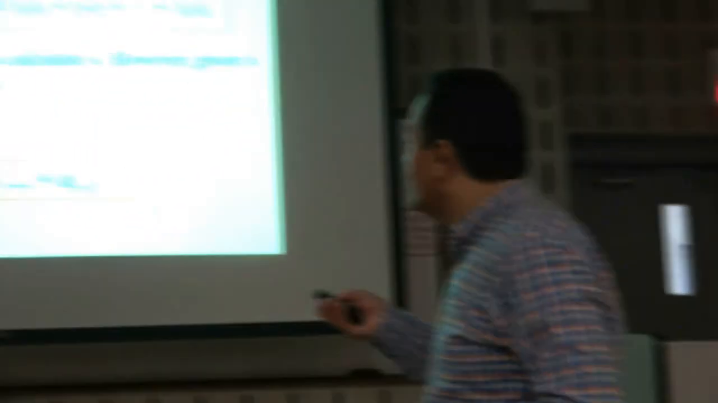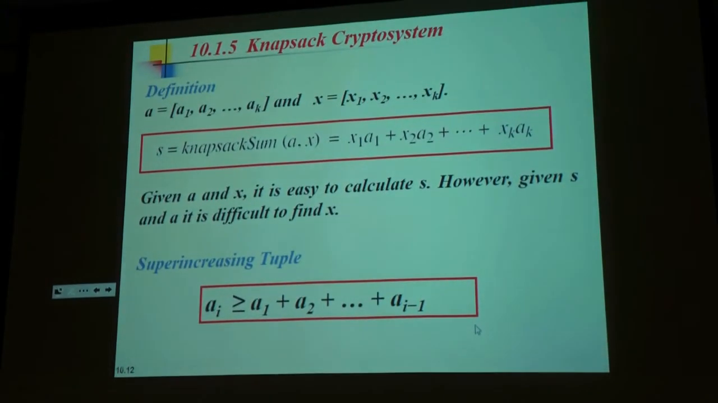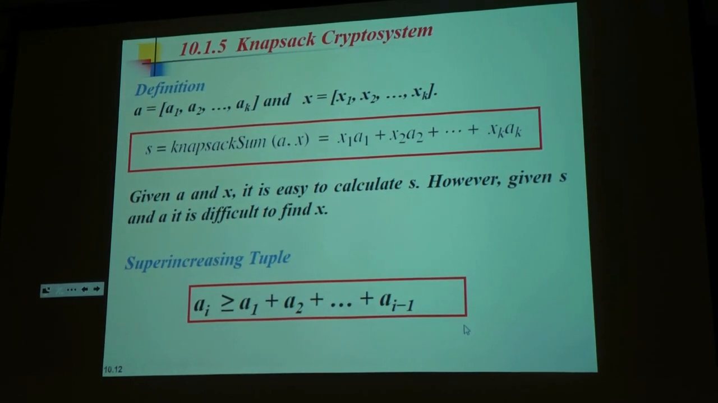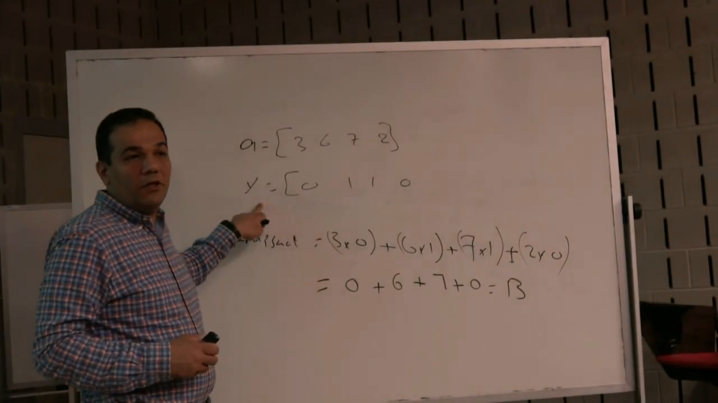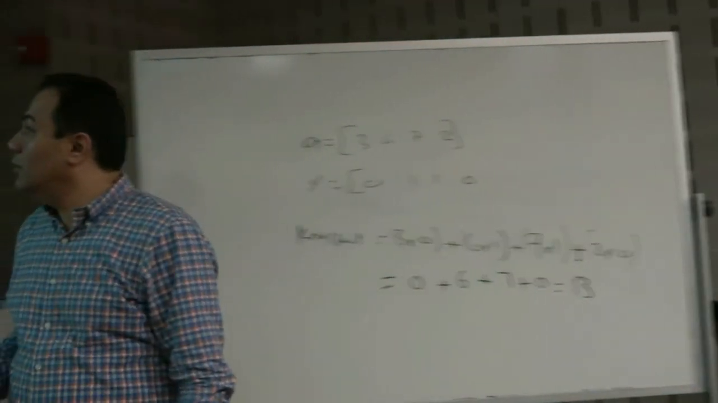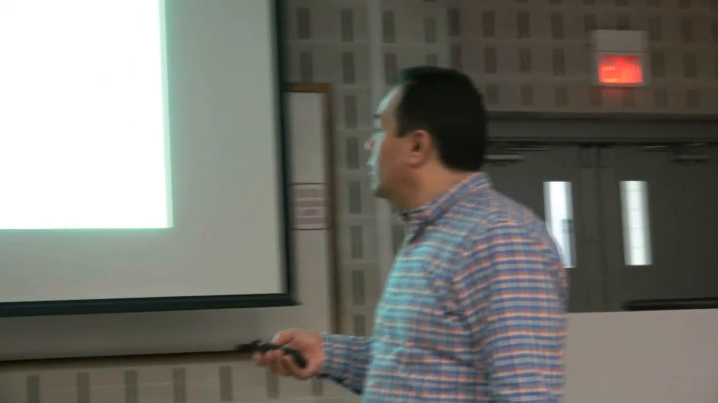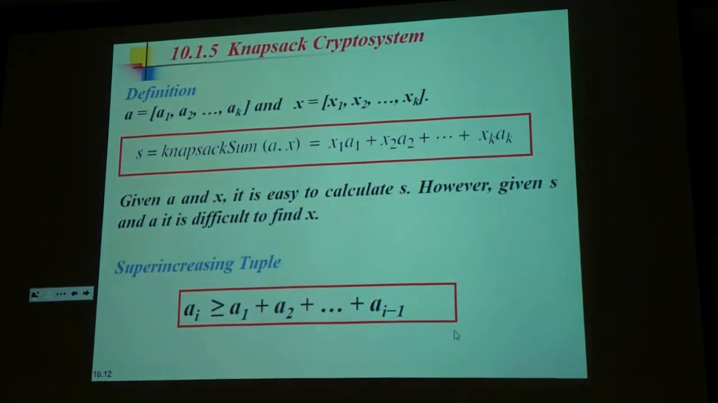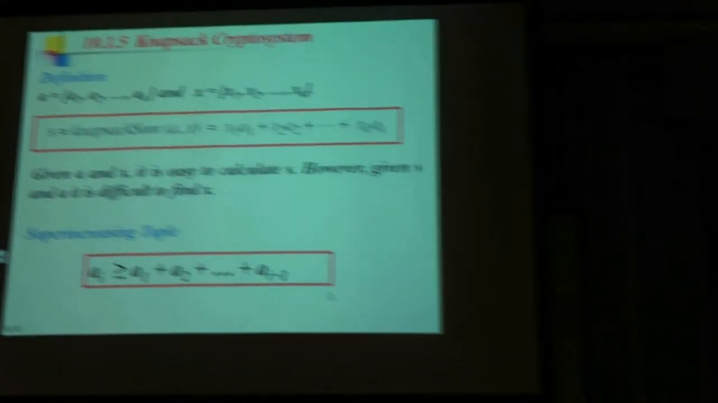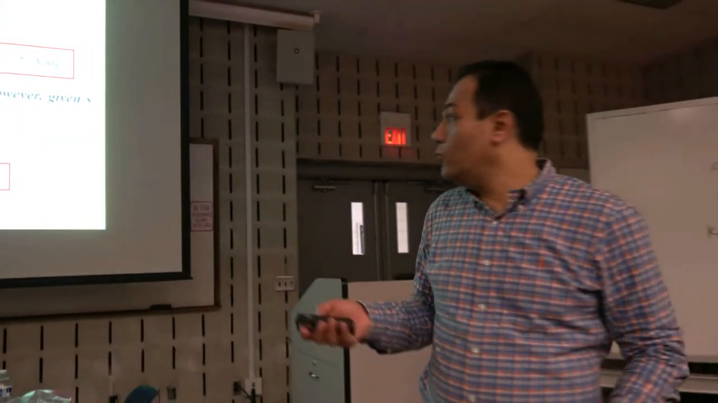However, given S and A, it is very difficult to find X. So if I have 13 and I have the A, is it easy to calculate X? No. It's very difficult to calculate X. All right? It is difficult. So to make a trapdoor, we make A increasing.